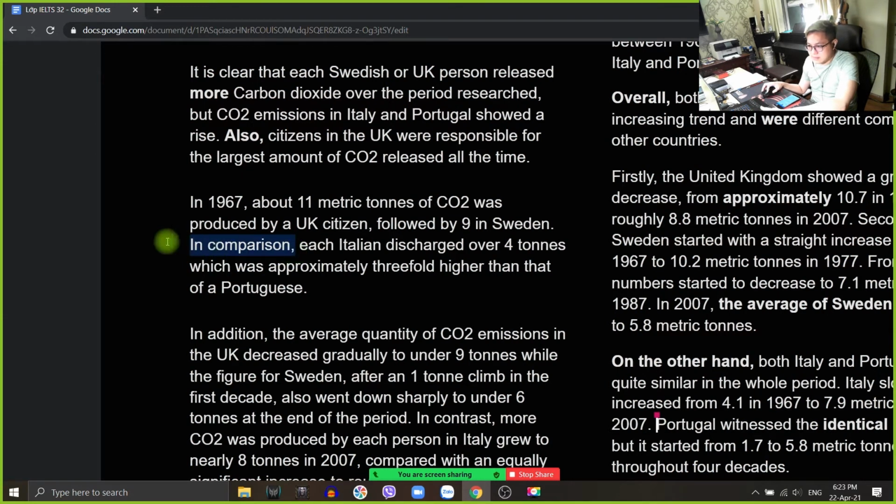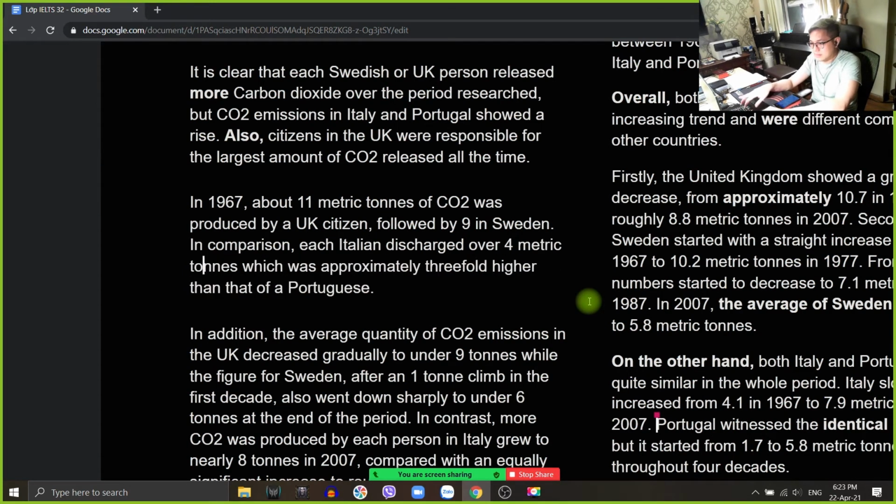In comparison, each Italian discharged over 4 tons. Very good, you use the word discharge. Each citizen, each Italian discharged over 4 tons. Once again, it's metric tons. You wrote the wrong unit, it must be metric tons.